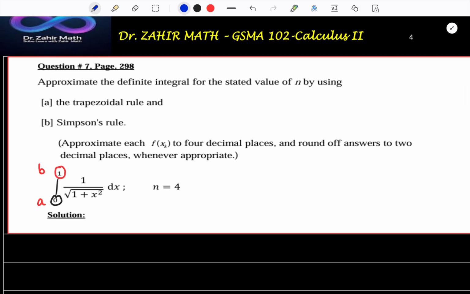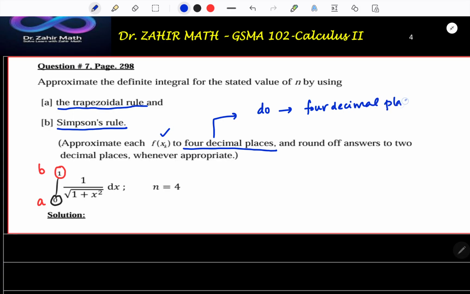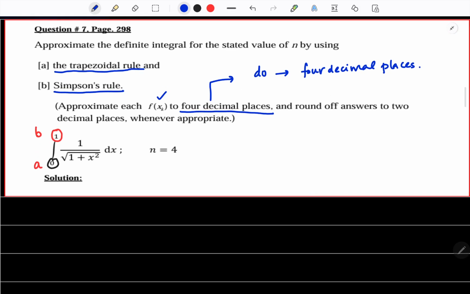Let's go to the first question. Approximate the definite integral for the stated value of n by using the trapezoidal rule and Simpson's rule. So you have to do this with two rules. Approximate f of xk to 4 decimal places. It means you have to do the problem with 4 decimal places in the calculator. How to fix 4 decimal places in the calculator, I will tell you.